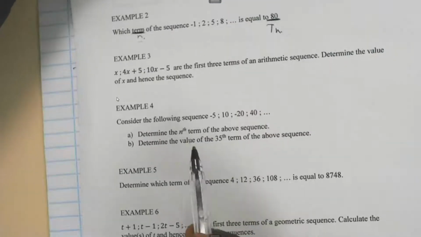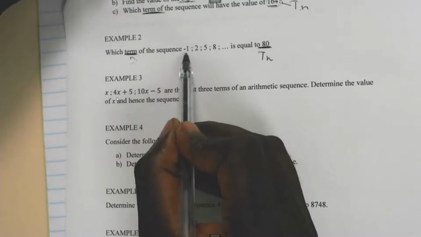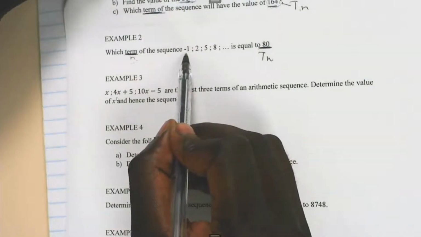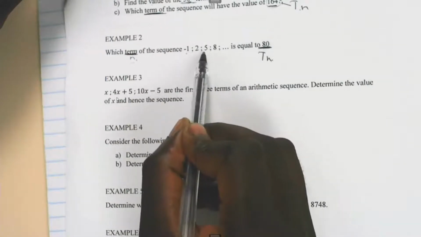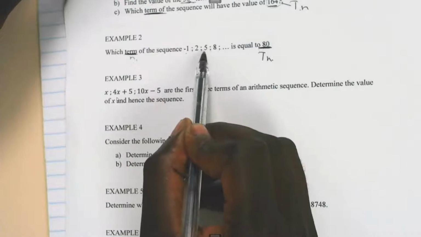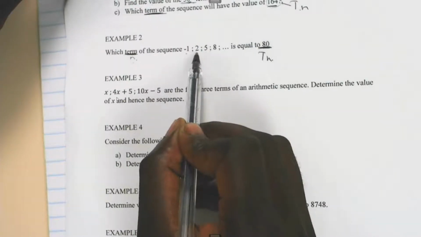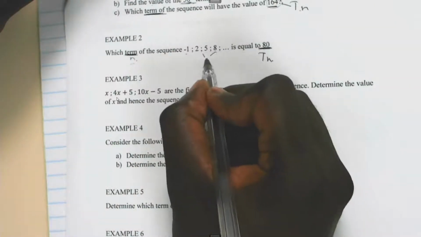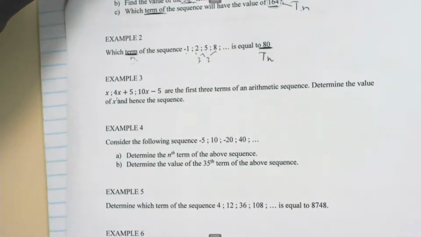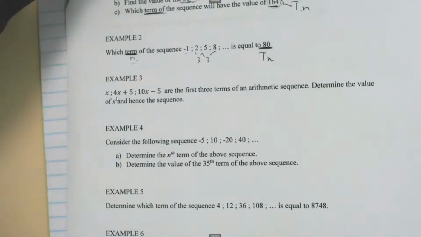Therefore, this side here we have 80, that is equal to the term value. The first term of this sequence is given as -1. Therefore, this is the value of a, and the difference between the two terms, 8 minus 5 is 3, 5 minus 2 is 3, 2 minus -1 is also 3. Therefore, our common difference would be positive 3. We have our a is -1, we have our d, it's +3.